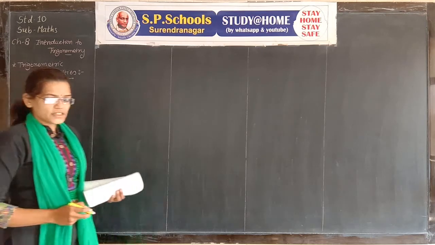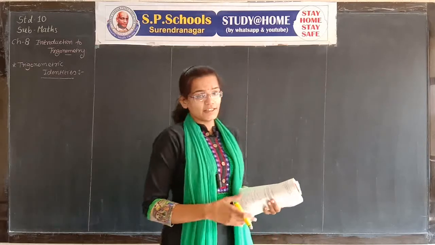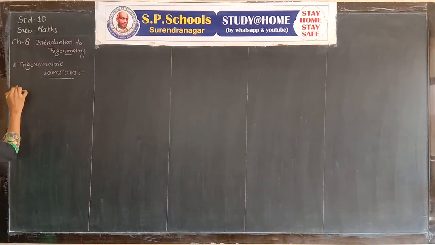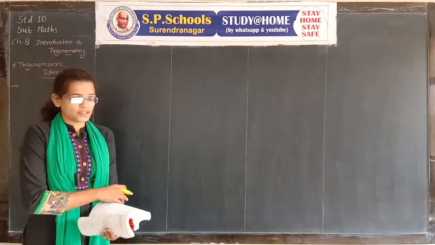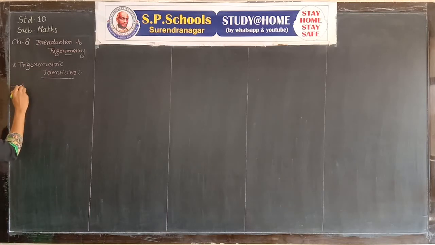As we know, what is an identity? An identity is true for all values of the variables. For the identity, we know an equation has a left hand side and a right hand side. First of all, what is an identity?